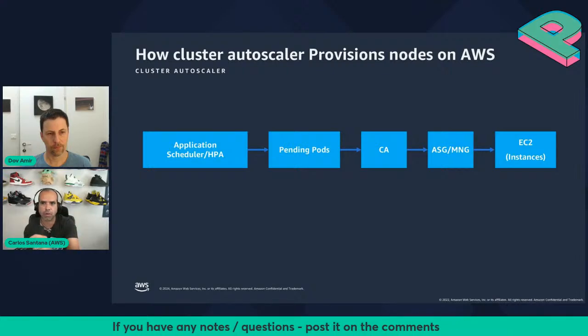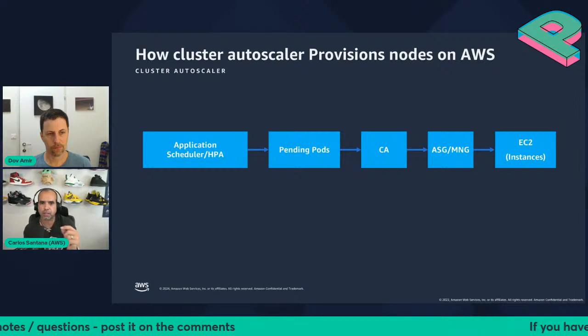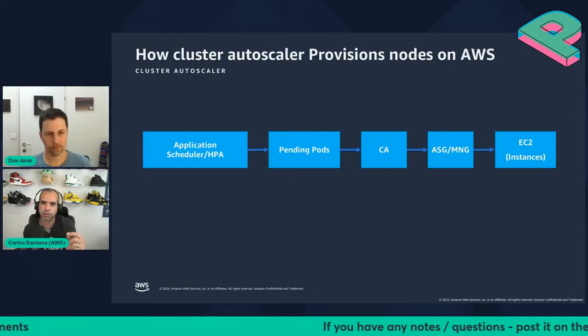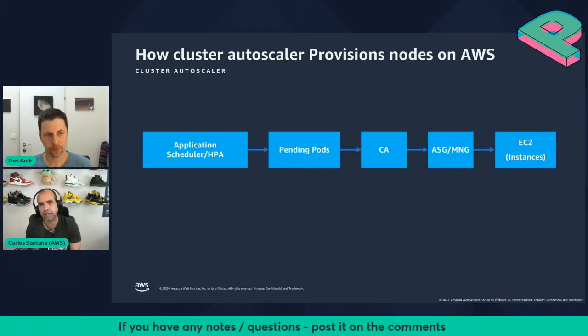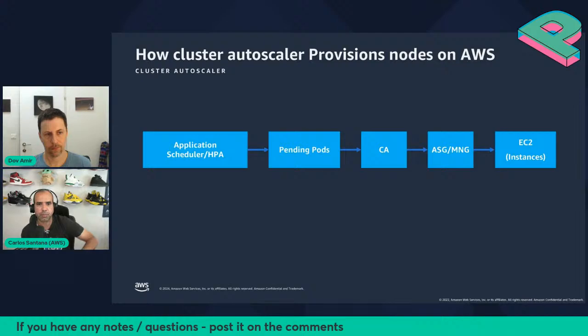But talk a little bit more about cluster autoscaler and managed node groups, like the number of instances or the type of instances, to configure that, and the time that it takes for the cluster autoscaler to get me a new node to place the pod.